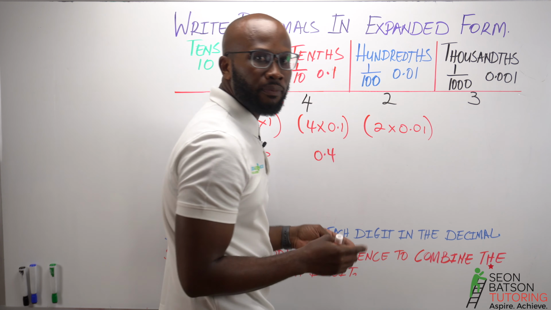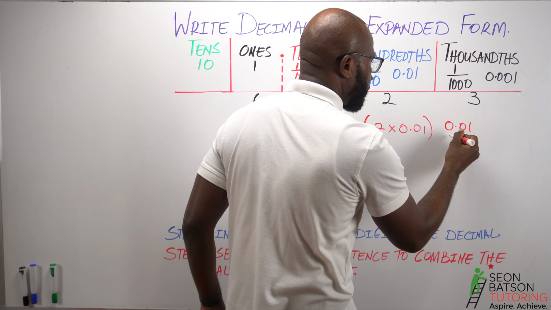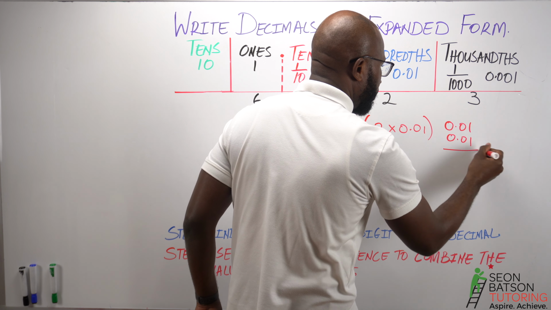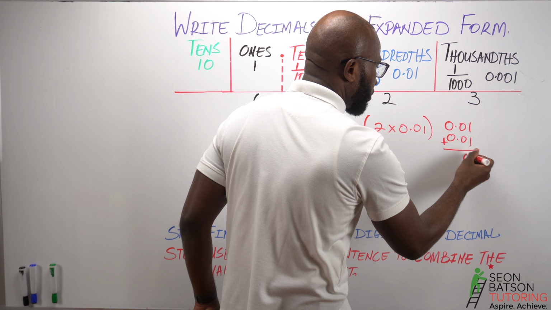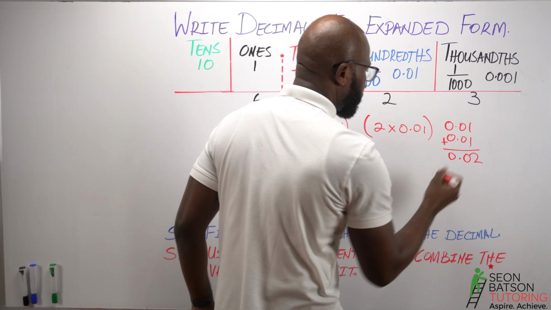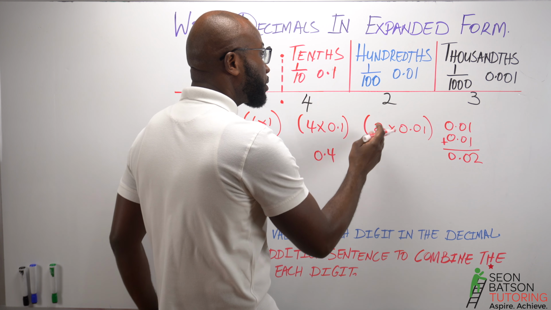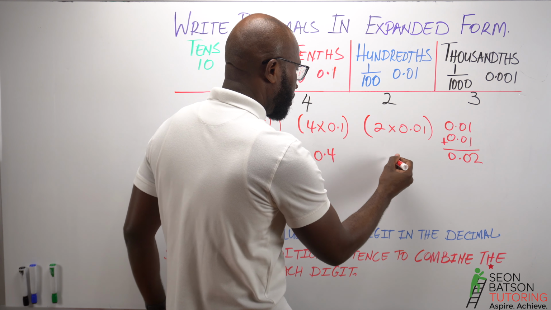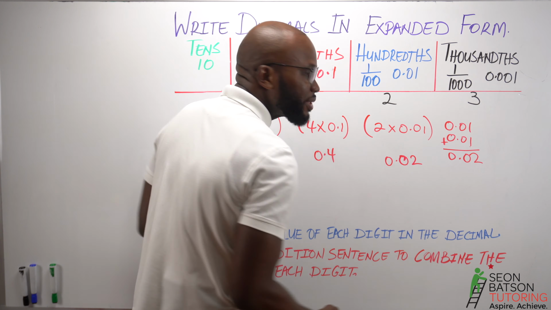2 hundredths, or 2 0.01s. 1, 2. If we add, we get 1 plus 1 is 2. This column has all zeros. This column has all zeros. So 2 times 0.01, or 2 times 100th, is 200ths, or 0.02.